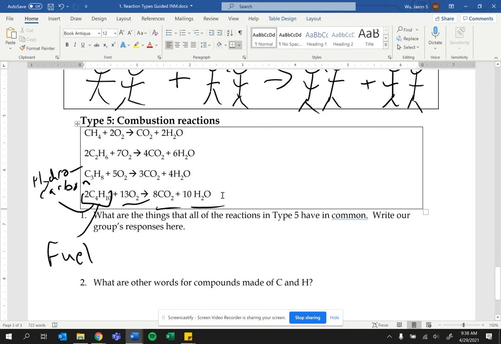And last thing I'll say is when we eat food, this is the same thing that happens. We eat it, we breathe in oxygen, and we breathe out carbon dioxide and water. That's why your breath has water in it.